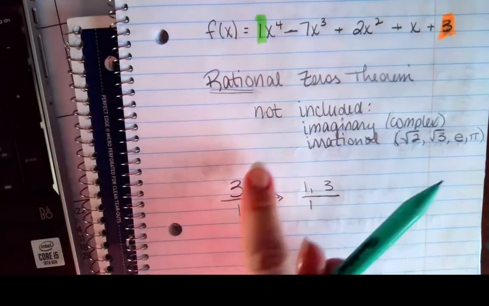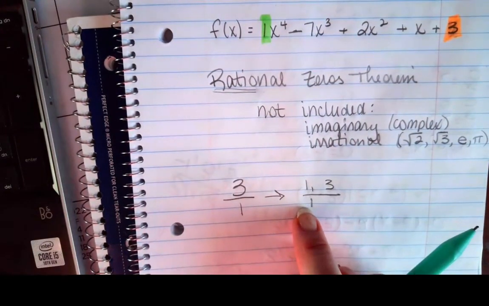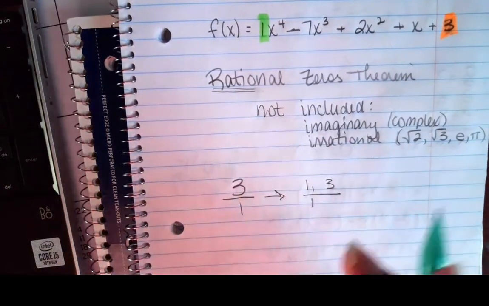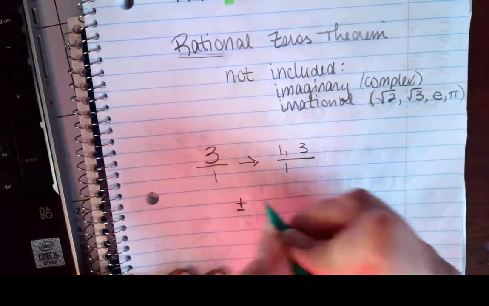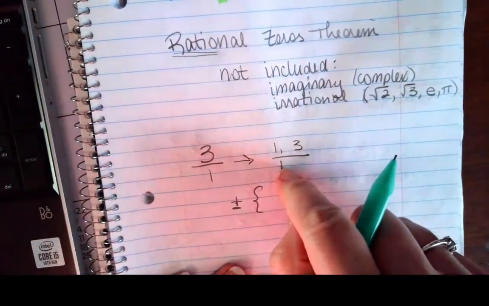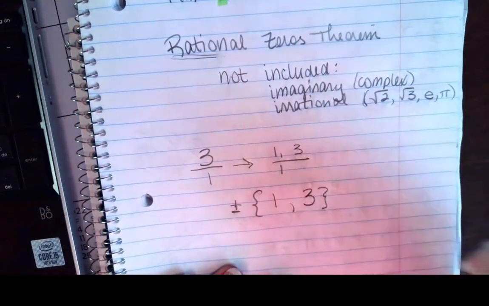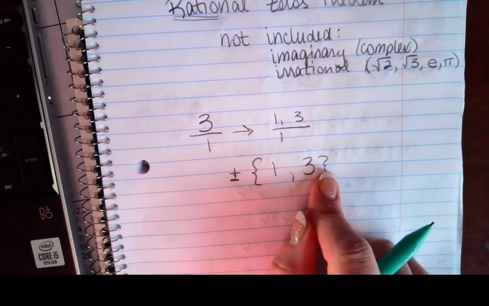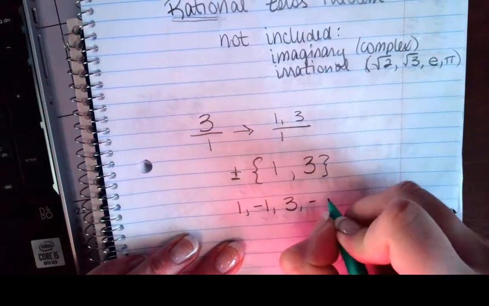From here, I'm going to take every factor in the numerator and put it over the denominator. So in this case, it's literally going to be 1 over 1, which is 1, and 3 over 1, which is 3. So notice that I'm going to put a little plus minus here. That plus minus means that these rational solutions can be positive or negative. So 1 over 1 gives me a 1. 3 over 1 gives me a 3. And now for your sanity, I'm going to write this out. So this can either be positive 1, positive 3, negative 1, negative 3. So I'm going to put 1, negative 1, 3, and negative 3.